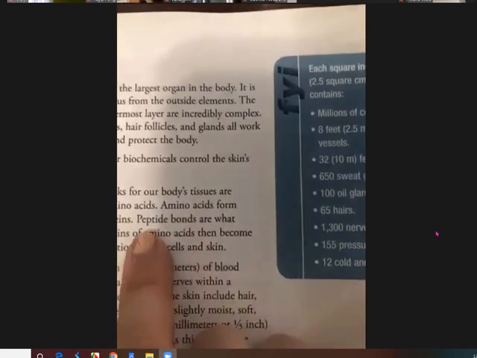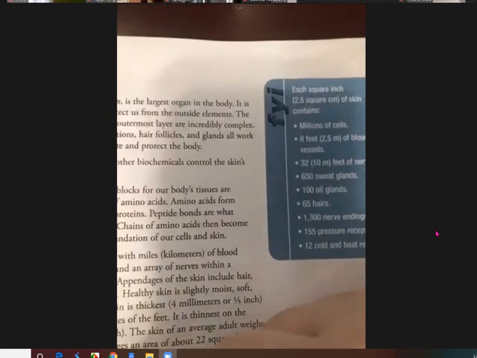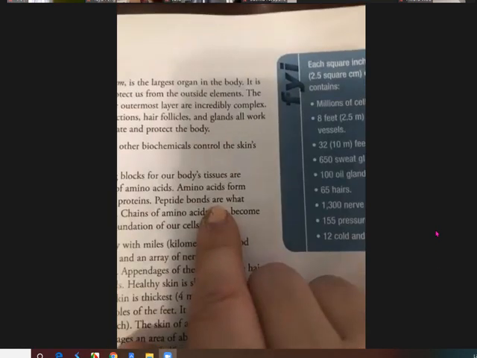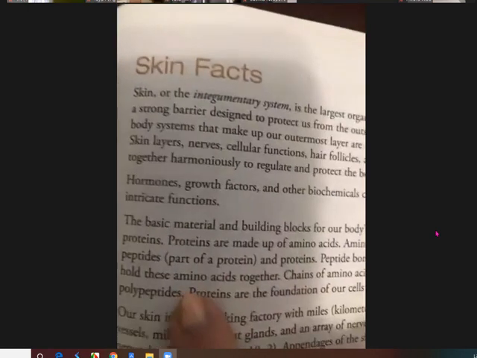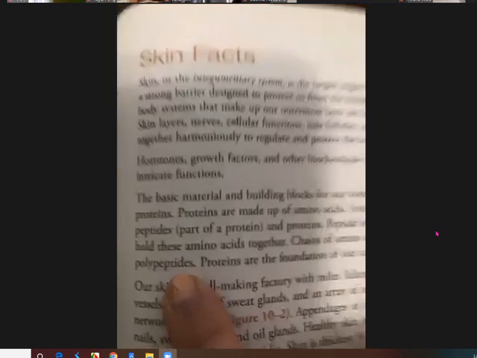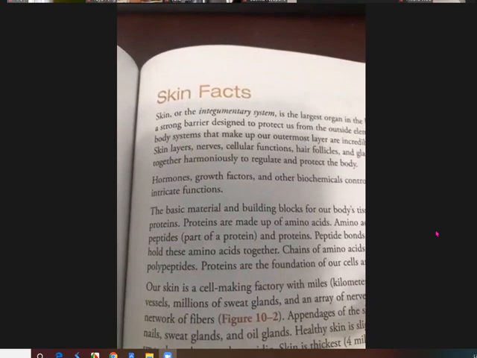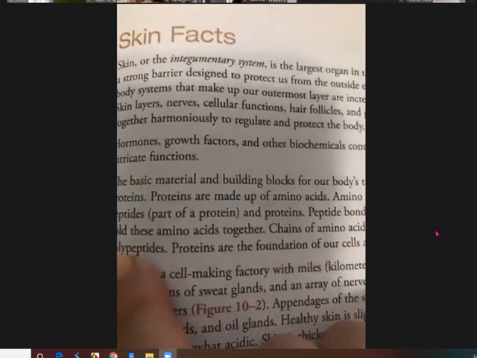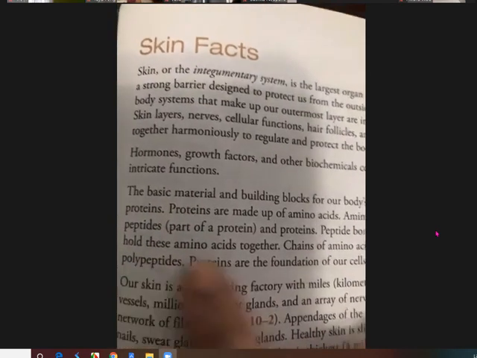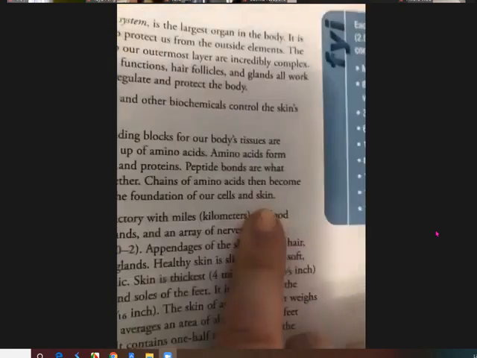Why do we need peptides? Peptides are found in our body. Peptide bonds. Bonds means glue together, stick together. So peptide bonds are what hold these amino acids together. So chains of amino acids then become polypeptides. A peptide is one molecule. Polypeptides means many. You see the word poly means many. So proteins are the foundation of our cells and skin.